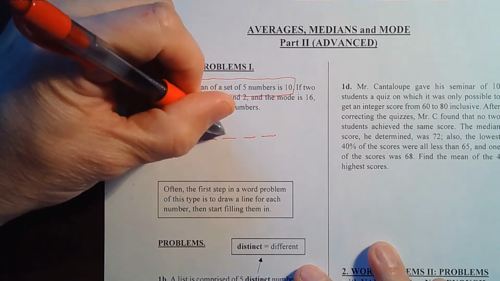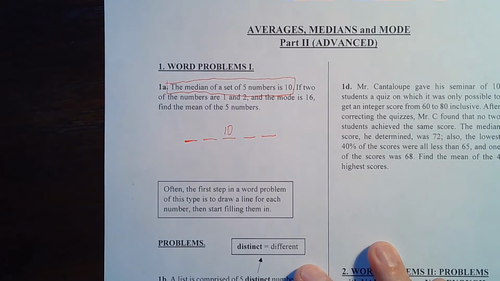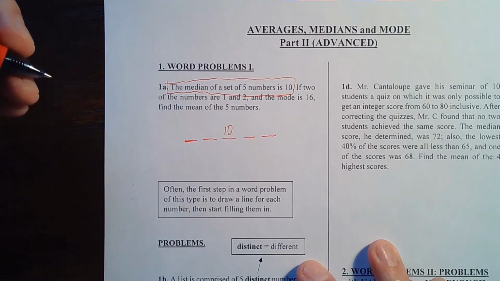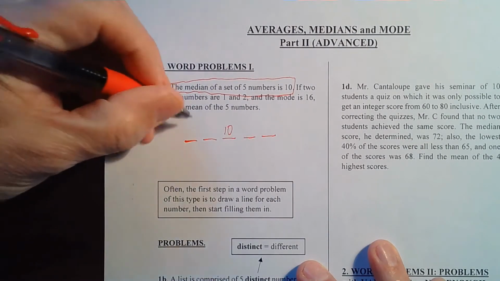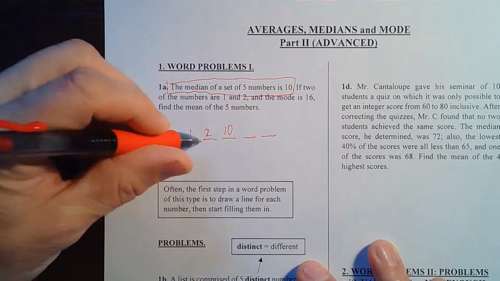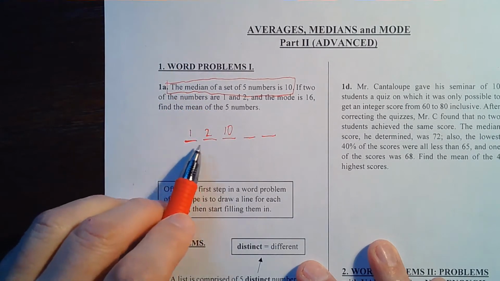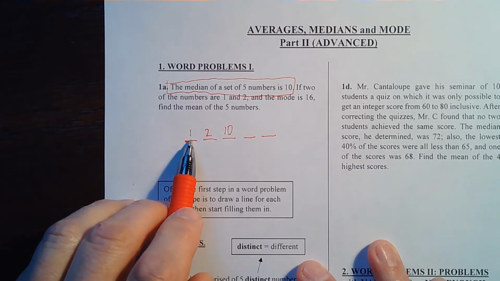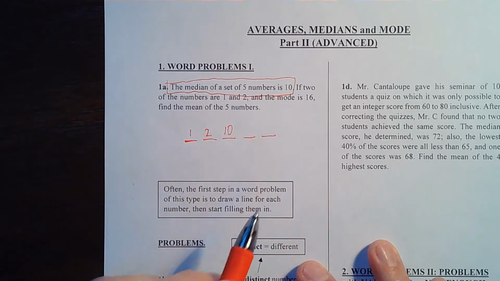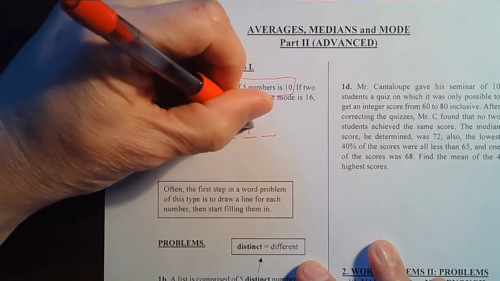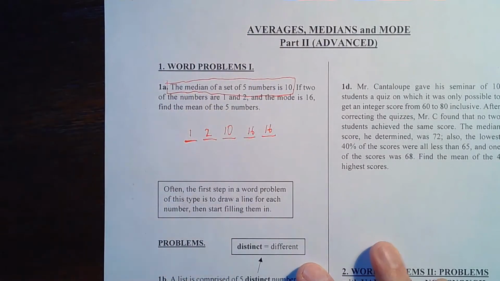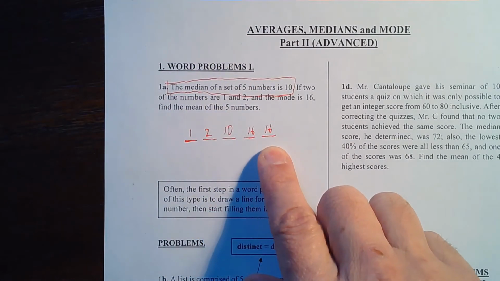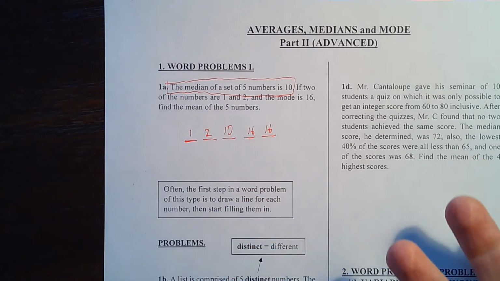First, the median is 10. So I put a 10 there because that's going to be the middle number. Two of the numbers are 1 and 2. Well, the first two numbers of the set have to be 1 and 2. They have to go here because if 10 is the median, these guys have to be smaller. Then they tell us the mode is 16. Well, that means there's more than one 16. That means both of these numbers have to be 16, and our list is complete.